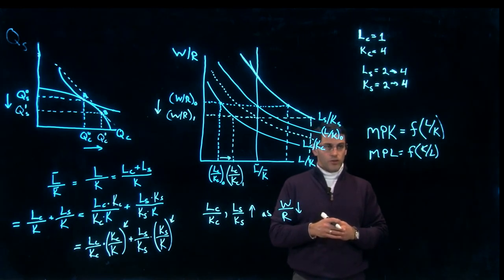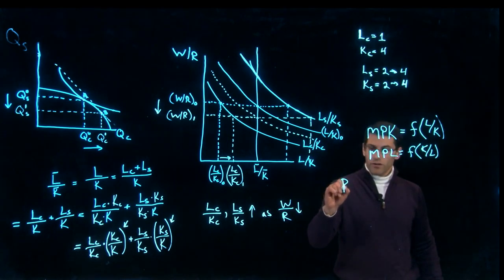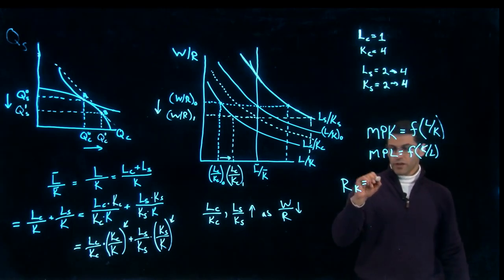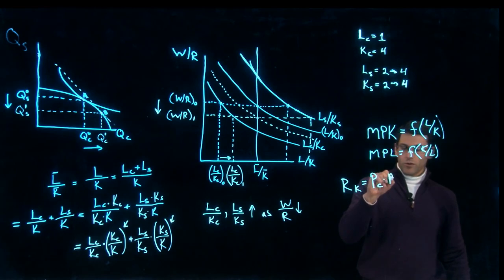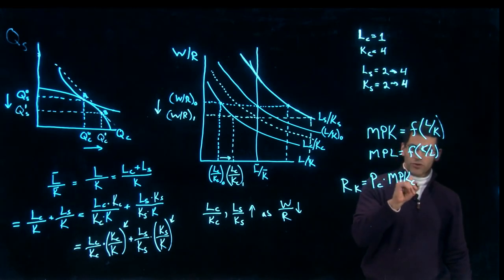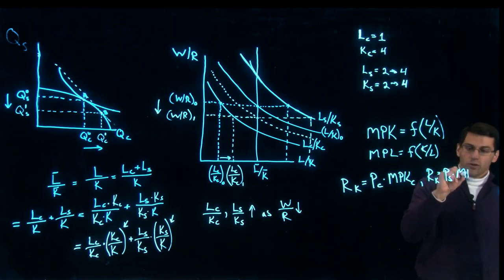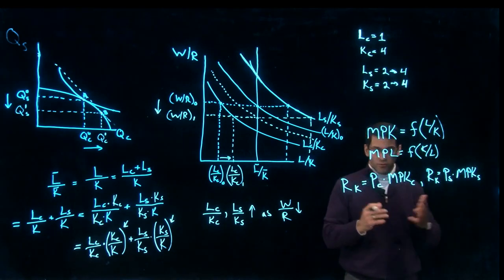So ultimately, what does this mean for us? Well, how is this useful? If we're looking at the real returns, well, what is the rental rate on capital? Well, the rental rate on capital is equal to, and I'll focus on the computer sector first, the price of computers times the marginal product of capital in computers. It also has to be equal in equilibrium, because we're using capital in both sectors, to the price of shoes times the marginal product of capital in shoes.